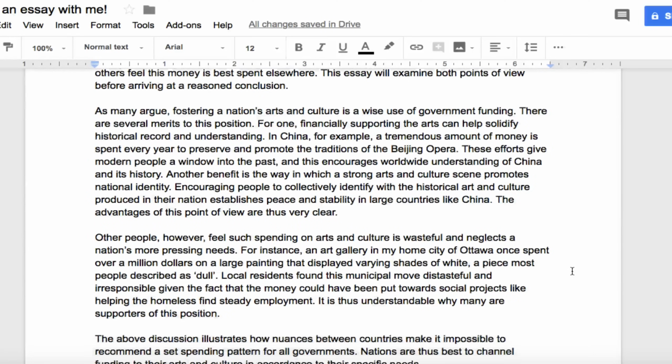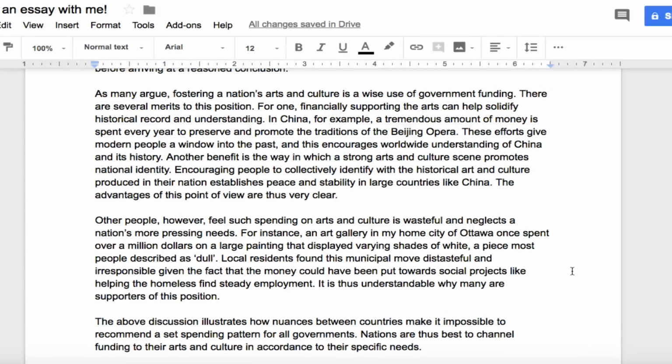Okay, now we flip around and look at the other side. Other people, however, feel such spending on arts and culture is wasteful and neglects a nation's more pressing needs. For instance, an art gallery in my home city of Ottawa once spent over $1 million on a large painting that displayed varying shades of white, a piece most people described as dull. Local residents found this municipal move distasteful and irresponsible, given the fact the money could have been put towards social projects like helping the homeless find steady employment. It is thus understandable why many are supporters of this position.